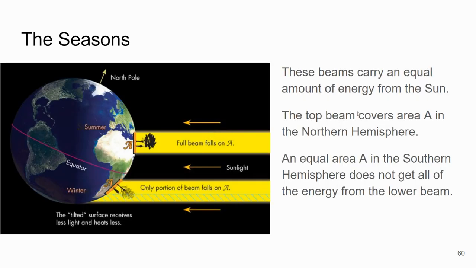So here's another visualization about why it's warmer in the summer than in the winter. Northern summer is what we're looking at here. First, two beams of light coming from the sun. These two beams are equal in brightness and intensity and the amount of energy they're carrying towards the Earth. And on the Earth, we're going to look at two separate areas. And these two areas are the same area.